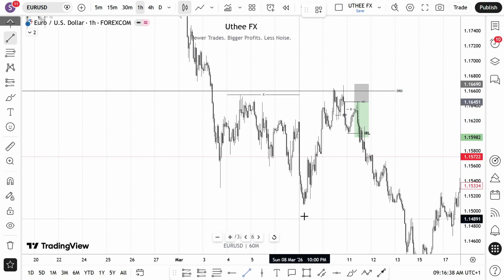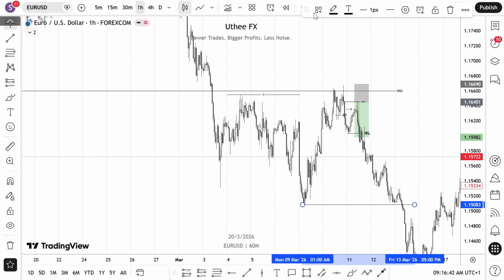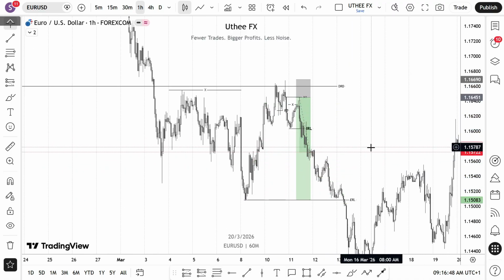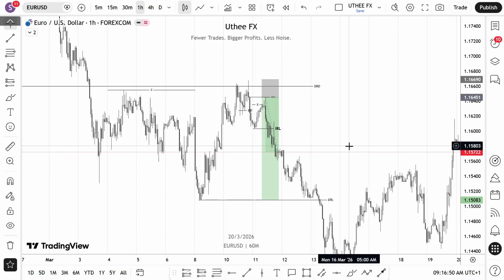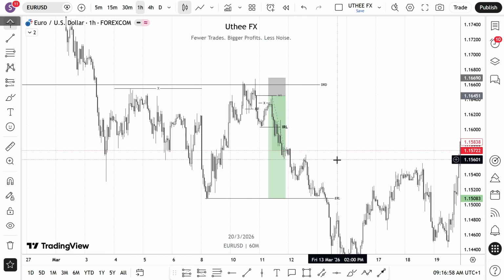Okay? Now, your TP2, from where price turns and rejects the daily key level, that will be your TP2. See, I'm here. That is your external range liquidity. You see, it takes you 48 to 72 hours, about 3 days.